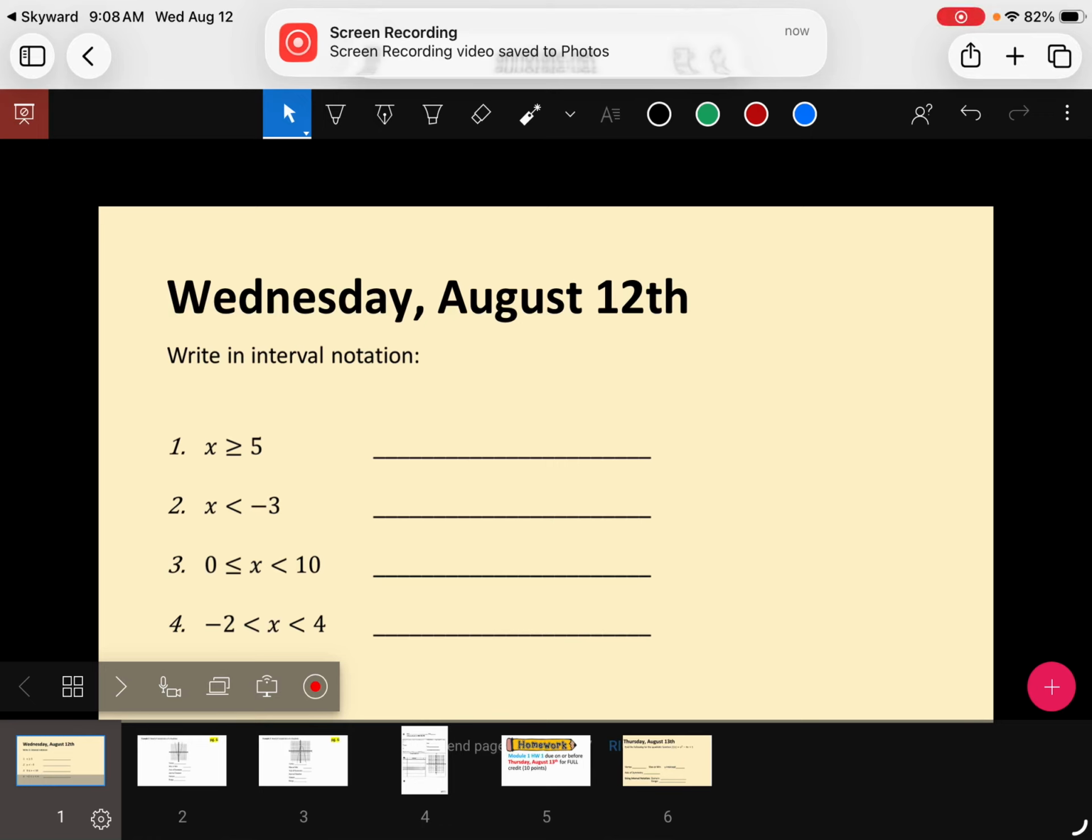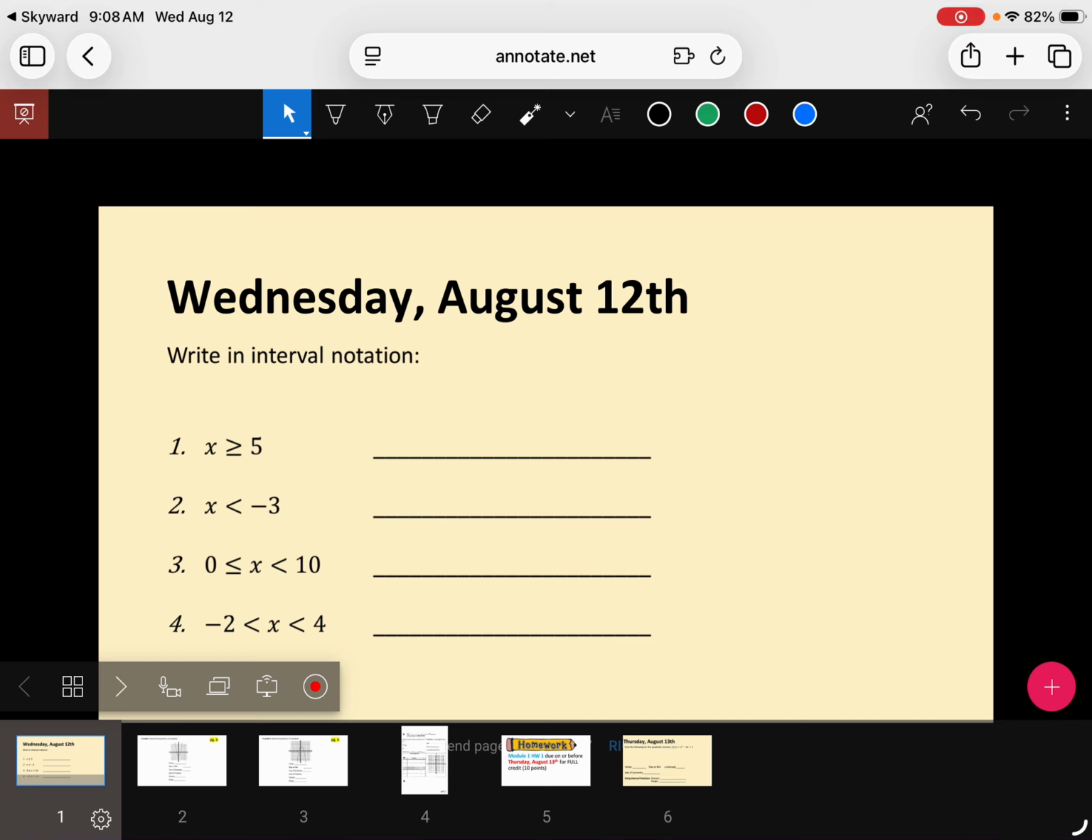So for the first one, that says x is greater than -5. So this is on your bell work paper. Make sure you're labeling the box with the date. Anytime you're absent, you can just leave that box empty. And I collect bell works on Friday.